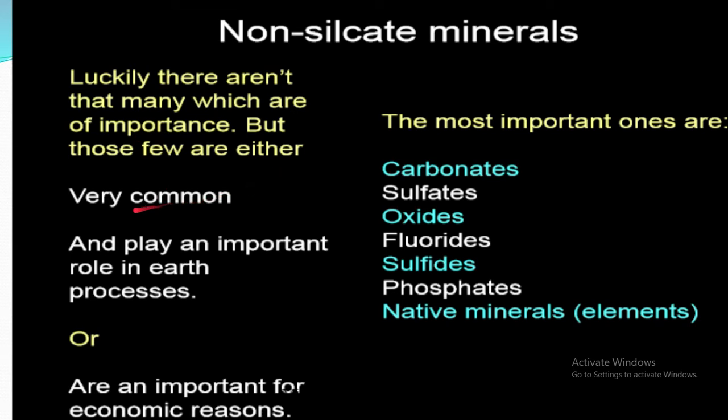Few are either very common or they play a very important role in the earth processes or have some economic value. As we discussed, the non-silicate minerals are carbonate, sulfate, oxide, fluoride, sulfides, phosphate, and native mineral. Whatever rocks we have are mainly composed of silicate minerals, and silicate minerals form 90% of the earth crust, and there are certain non-silicate minerals and they are very few.